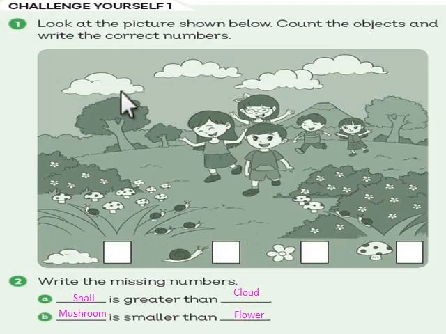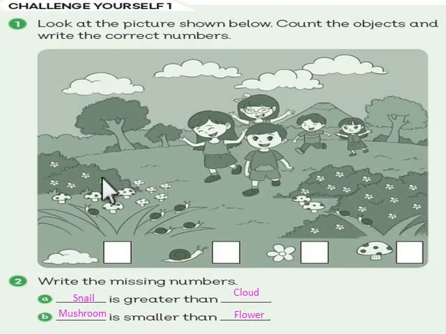How many snails are there? Snails. Can you count the snail? Here. 1. Okay, so write the answer here. How many flowers are there? Can you count the flowers? All the flowers that you can see. These are the flowers. So how many flowers do you see? Right here. Write the Hindu Arabic number or numeral number.